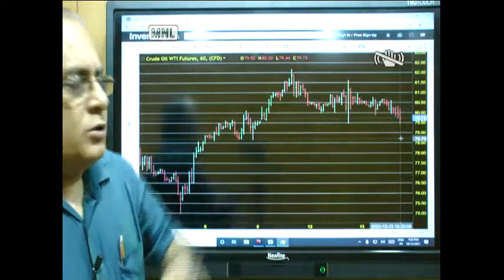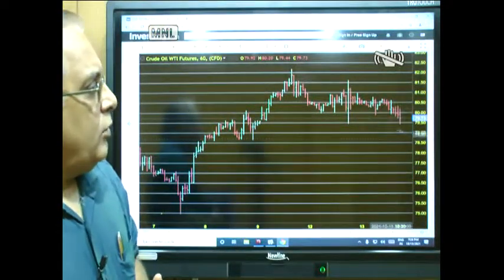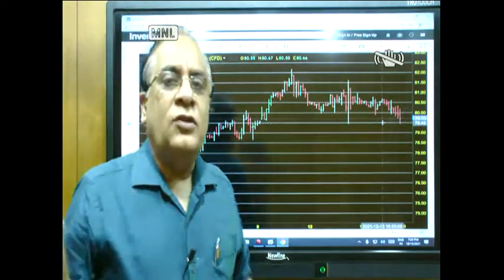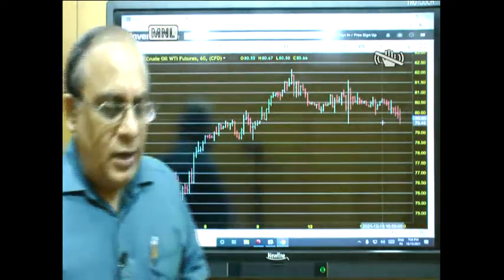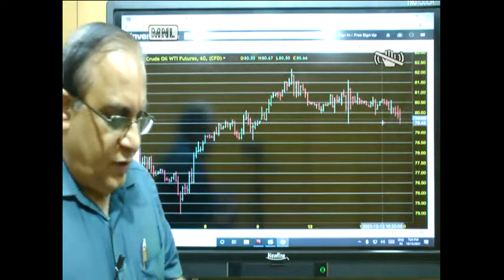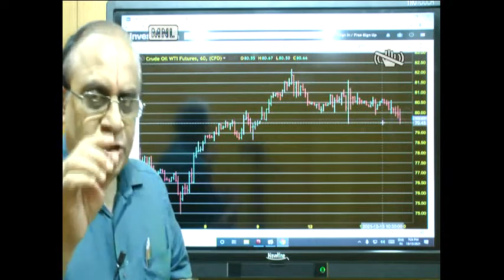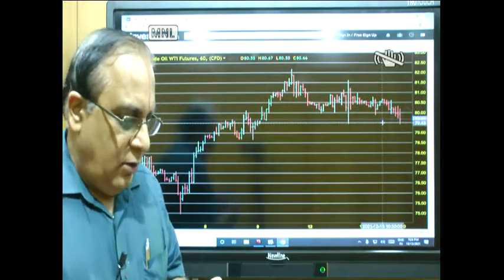Let us say crude we have gone short, and we should keep this particular high, which is the 80.67 or the pivot point of 80.70 as a stop loss. That's all. So let's look at the same thing as far as the Indian crude price is concerned. So crude we are short, keeping today's high till now as a stop loss.